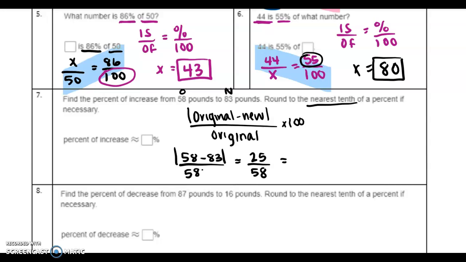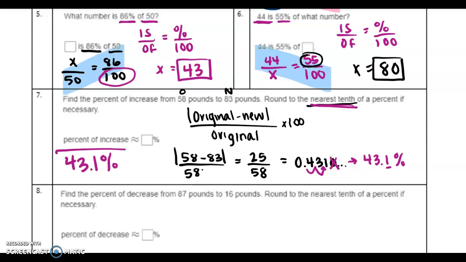And that gives us 0.4310, and then it just keeps going. So now we need to make that into a percent. You can either hit times 100 or we can move that decimal 2 places. So now we have 43.1, and we don't need that 0 because we want to the nearest tenth, which means we want 1 place after our decimal. So my answer is 43 1/10%.